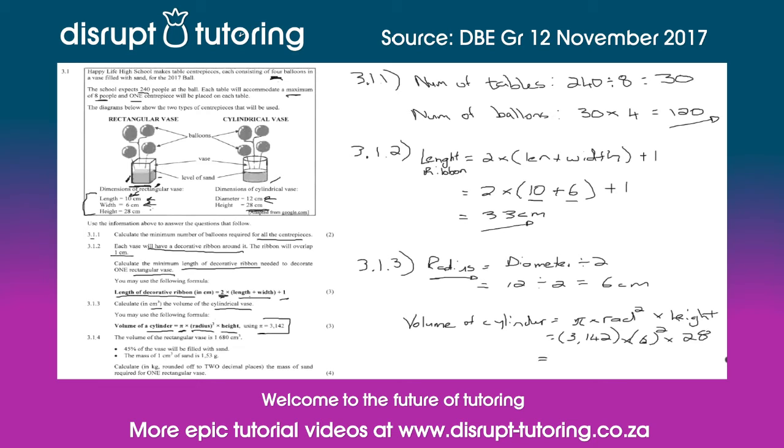Put this all in your calculator, 3,142 times 6 squared times 28, and you get that it equals 3,167,136, and your units is centimeters cubed because it's volume. So you'll get 3 marks for this. So it's 3,167,136 centimeters cubed. Okay, I'm just going to erase the first 2 questions just to make some more space.